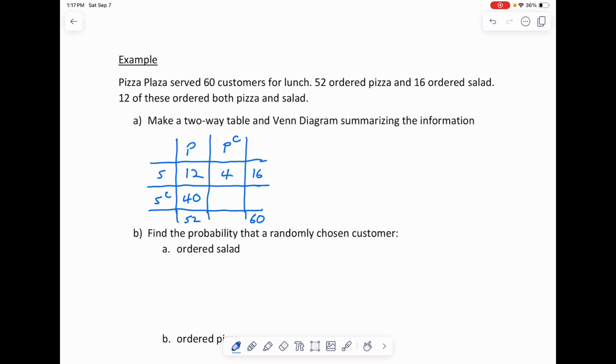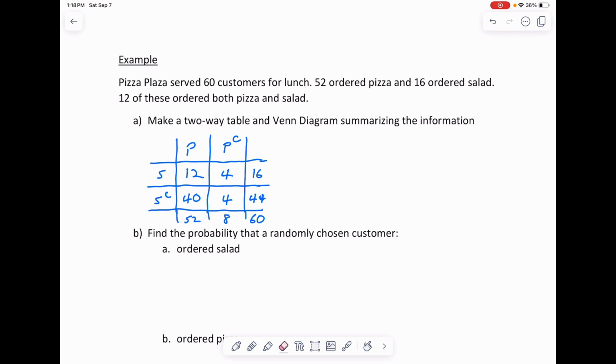Now remember that the total of this table has to be 60. So right now we've got 12 people who ordered both, 4 who ordered salad but no pizza, and 40 who ordered pizza but no salad. If we add those together, we are at 56 total people, which means 4 people didn't order salad or pizza. They got the wings or whatever. So 44 people did not order salad in total, and 8 people did not order pizza in total.